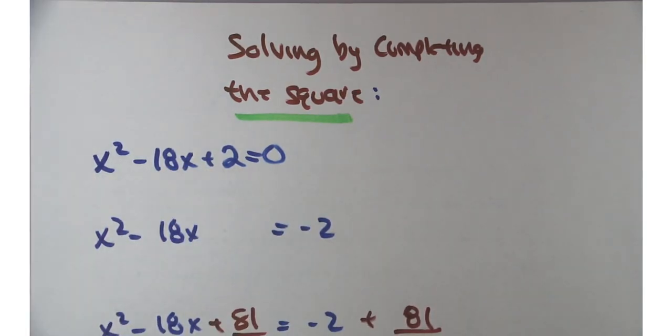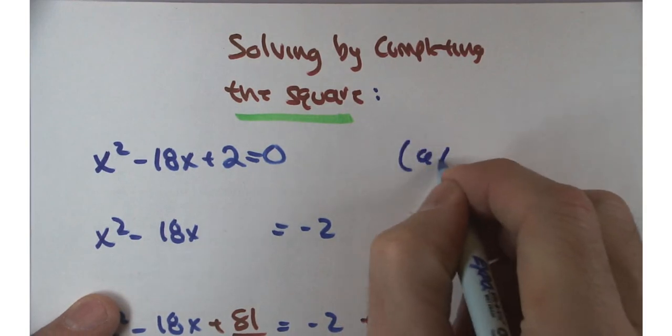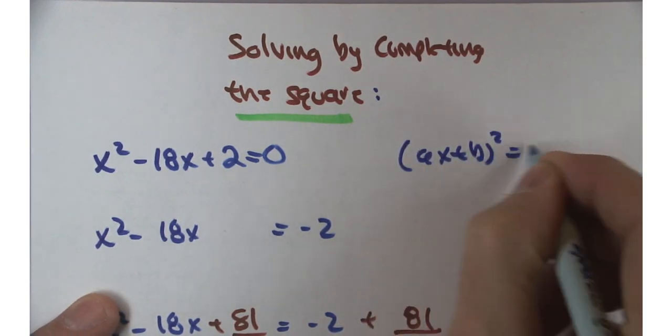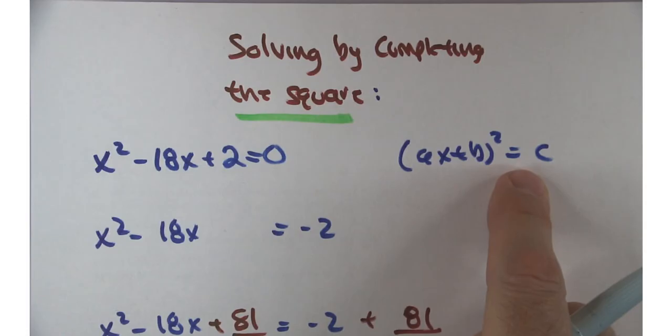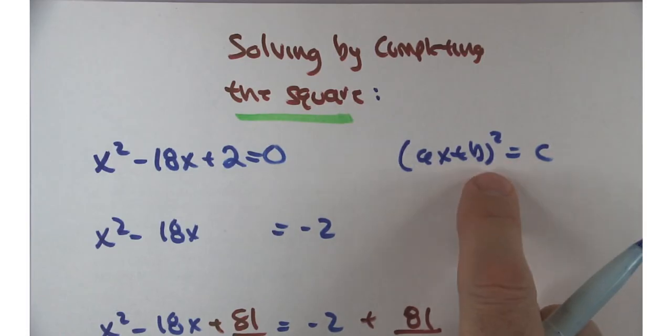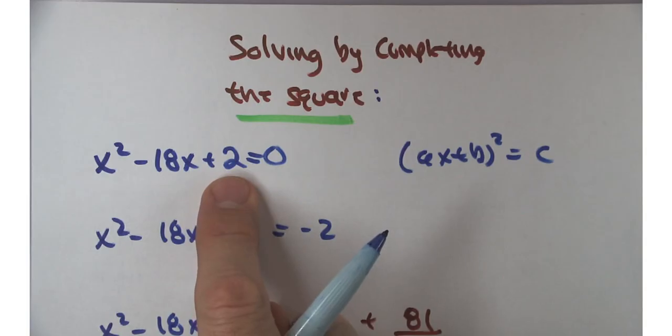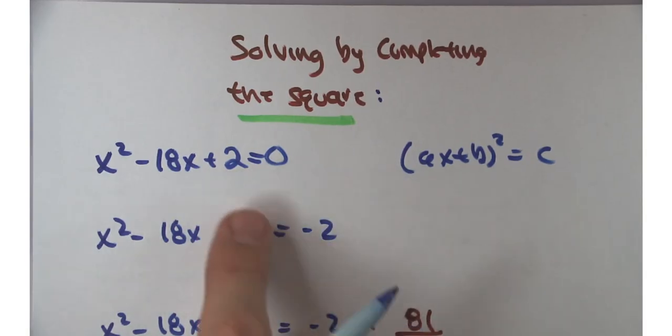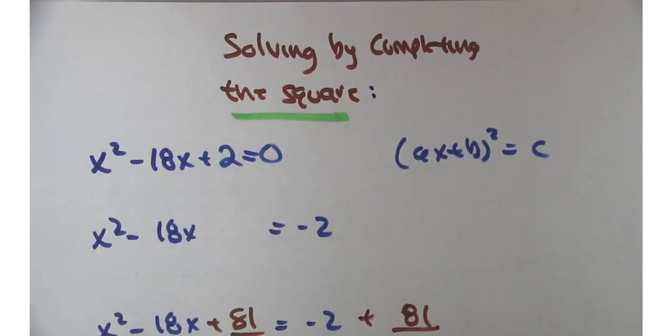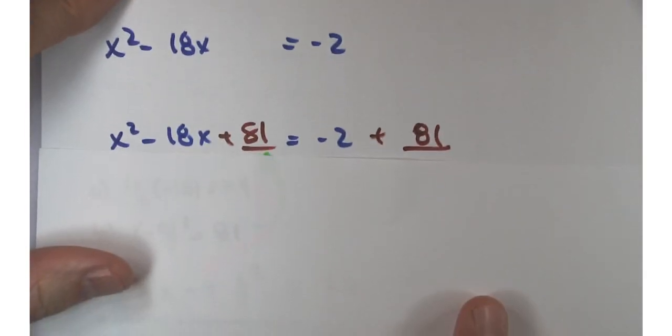We want to get our left-hand side to look something like this, ax plus b squared equals some number. We want to put it in that form, and then you can use the square root property. So to get it in that form, I'll kick the 2 to the right-hand side. It changes signs. Okay, nothing big there. And then I got to complete the square.